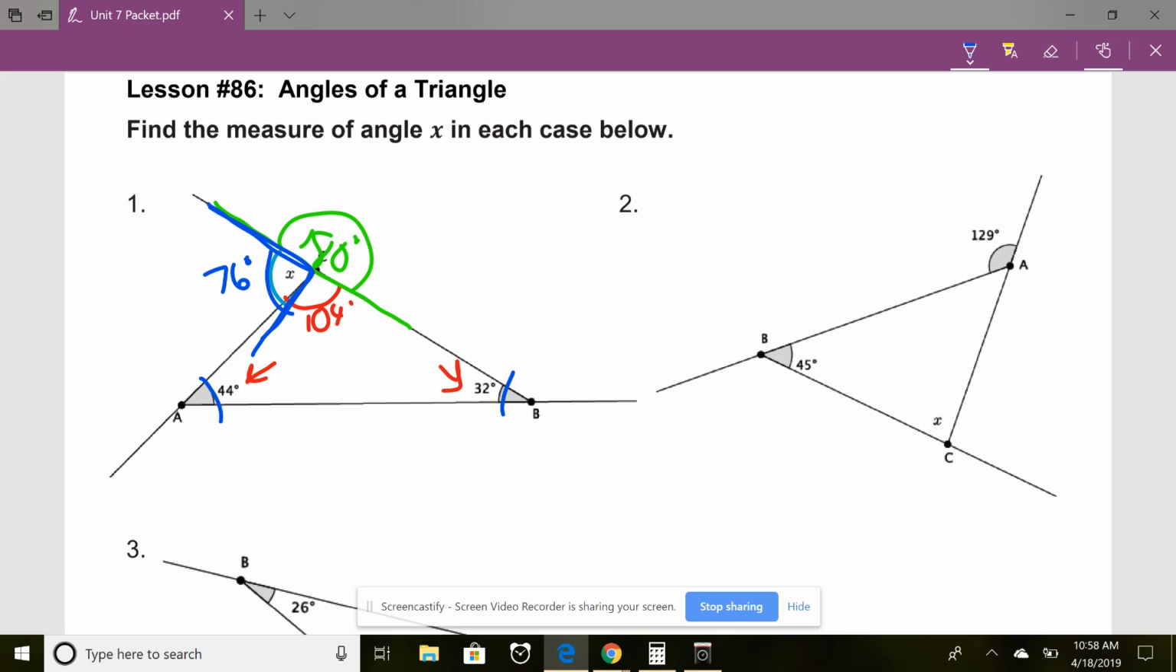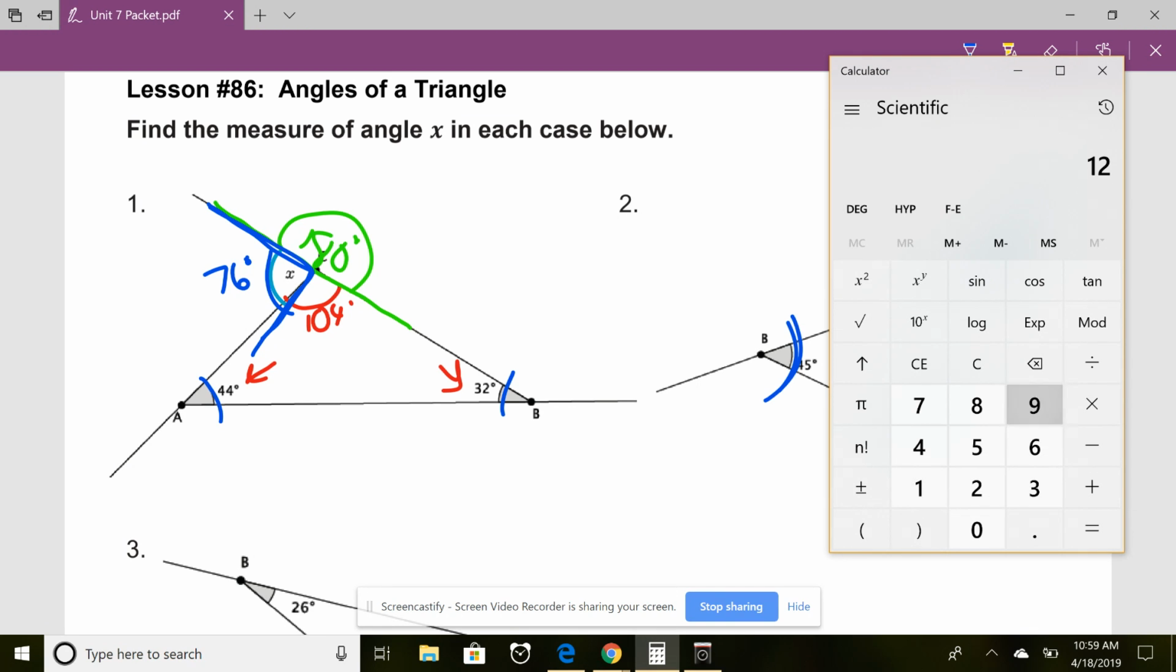Now we look at the next one. They give us already the external angle. The external angle is here. That means it's going to be the sum of the two internal angles not adjacent to it. So we have this angle and this angle. That means those two angles, when I add those up, they should be 129. So this one's 45 degrees. We don't know what this one is. So instead of adding those two together, I'm just going to subtract 45 from 129. 129 minus 45 is 84 degrees.